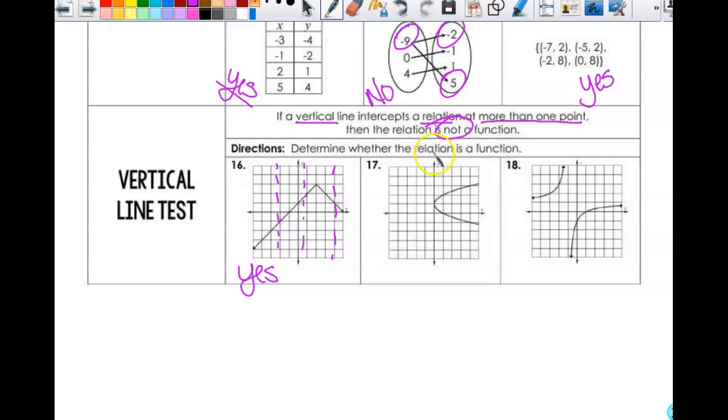On number 17, I can drop a vertical line down right there. It only hits it at one point. Does that make it a function? No, because I can also drop a line here, hits it at 2 points. That's bad. The answer is no. What do you think about 18? Is it a function? Yes, because I could put an asymptote here. The asymptote doesn't count. And it might look like these start to go vertical, but they're not actually vertical. So yes, it's a function. Okay? All right, what questions do you have? Okay.